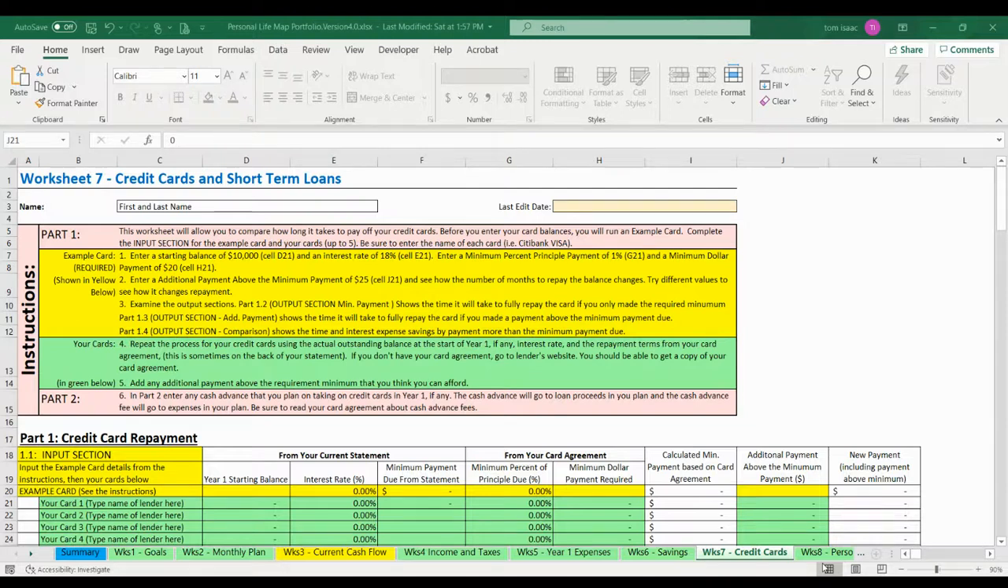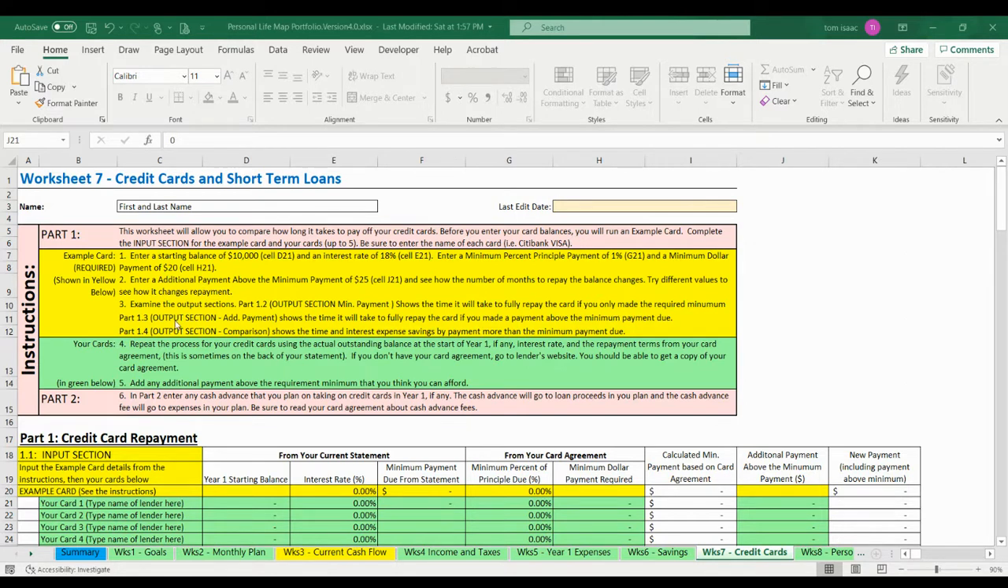Welcome to the Personal Life Map Portfolio, Worksheet 7. This is on credit cards and other short-term loans. In this worksheet, there is a required portion that, even if you don't have credit cards, you need to complete. This worksheet has several parts to it, and I'm going to review the parts and then we'll go back through on how to input data into it.